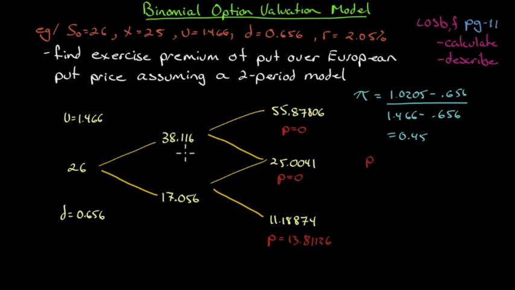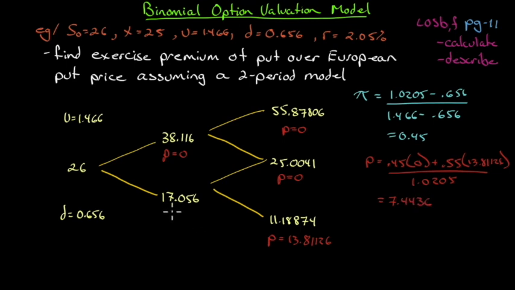So for over here, we don't have to do anything. Why? Because we have two zeros. So we know right away that the put is going to be 0 at that point, and that makes sense because if the strike is 25, that's 38. We got to figure out the value here based on the expected value discounted back. So the expected value is going to be 0.45 times the first value plus 1 minus 0.45, 0.55 times 13.81126. Discounted back 1.0205 will give us 7.4436.